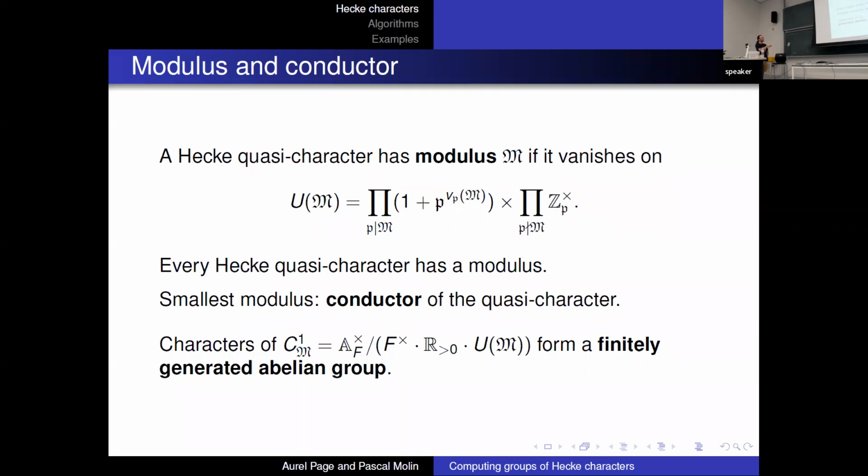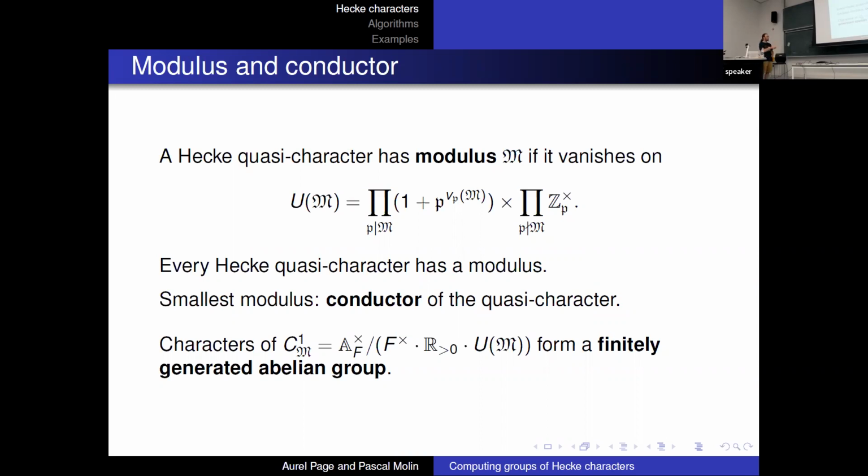So again, every Hecke quasi-character has a modulus, so they all factor through one of these, they all vanish on one of these groups. So you get a filtration on the whole group of Hecke quasi-characters. And for each quasi-character, there is a smallest possible modulus, which again we call the conductor. And that's one of the basic invariants of our characters.